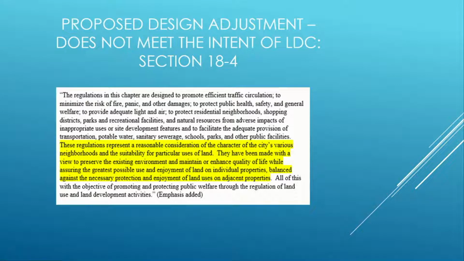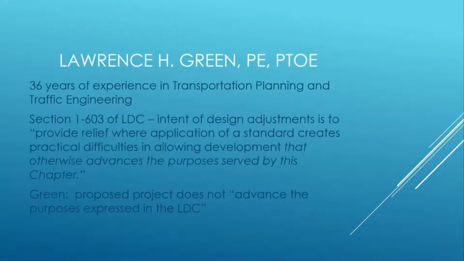Look at section 18-4 of the Land Development Code. That tells us what the purpose was behind the adoption of this new Land Development Code, and state that they represent a reasonable consideration of the character of the city's various neighborhoods and the suitability for particular uses of land. There's been no showing of a suitability. Do they have to do it now? Yes, because part of the criteria that they've got to establish in this quasi-judicial hearing is consistency with the Land Development Code and the comprehensive plan.